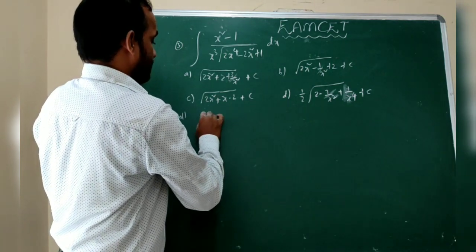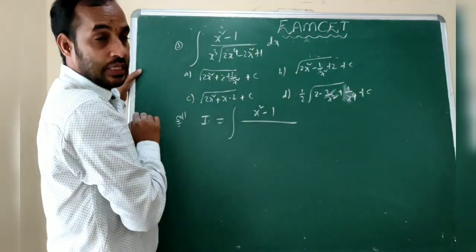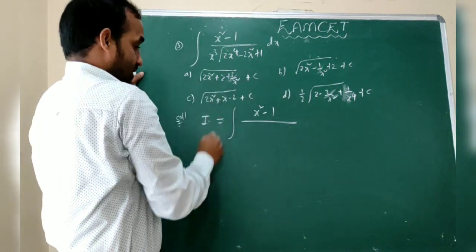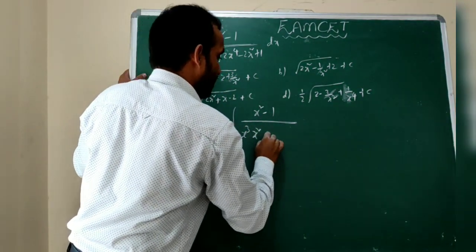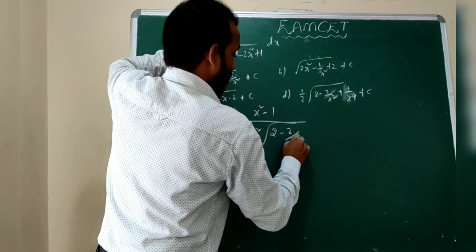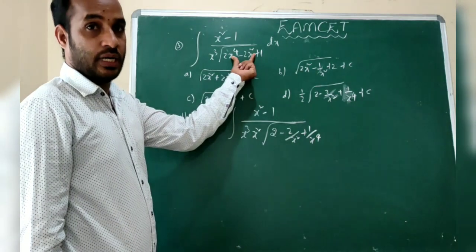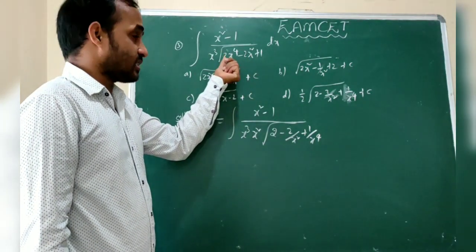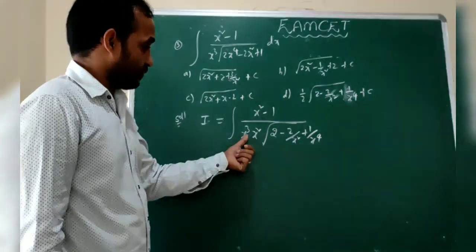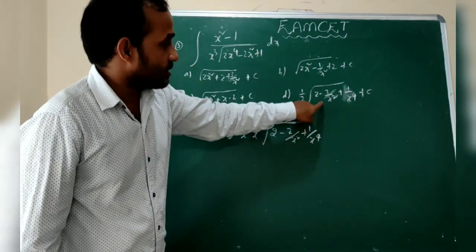Capital I is equal to integrating x square minus 1 divided by x to the power of 3 into, inside root, 2x to the power of 4 will be common, only for x square. That means x to the power of 3 into x square under root of, here x to the power of 4 will be common, that means 2 minus 2 by x square plus 1 by x to the power of 4. Root x to the power of 4 means nothing but x square. So square and square root cancel, only x square is outside. So x to the power of 5 here under root of 2 minus 2 by x square plus 1 by x to the power of 4. So option A, B, C, D, D is the correct.